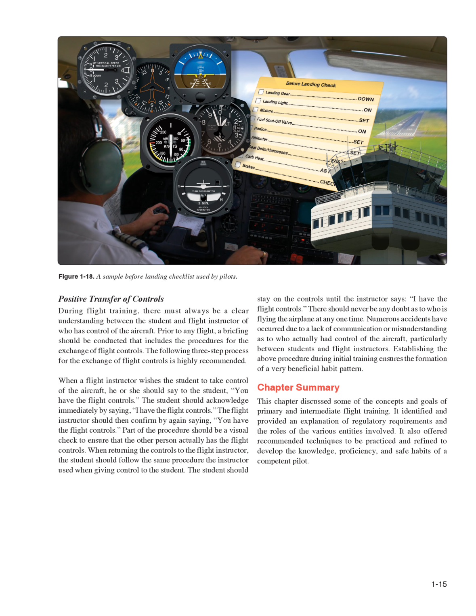Chapter summary. This chapter discussed some of the concepts and goals of primary and intermediate flight training. It identified and provided an explanation of regulatory requirements and the roles of the various entities involved. It also offered recommended techniques to be practiced and refined to develop the knowledge, proficiency, and safe habits of a competent pilot.